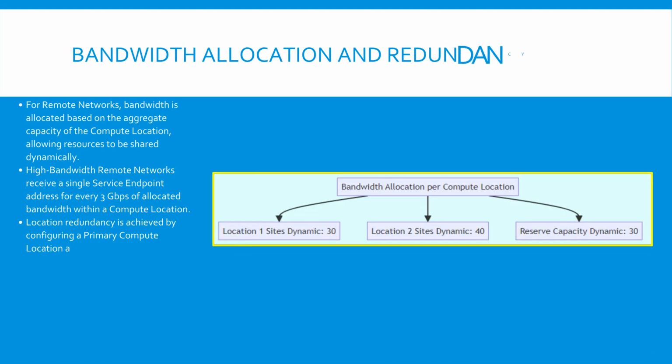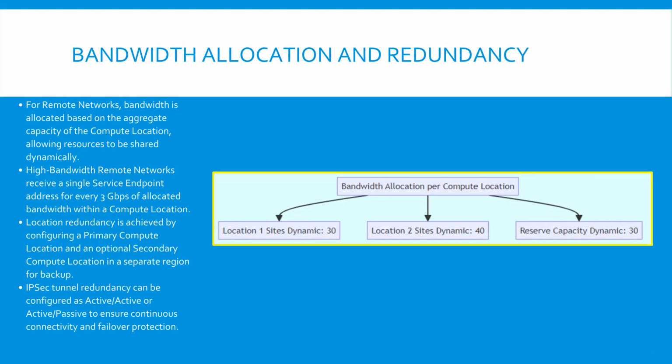When planning a Prisma Access deployment, resource allocation is heavily tied to the compute location concept. For remote networks, bandwidth is allocated in aggregate at the compute location level. This means if a compute location has 200 megabits per second allocated, that capacity is shared dynamically among all the branch offices connected to it, based on current load and demand.